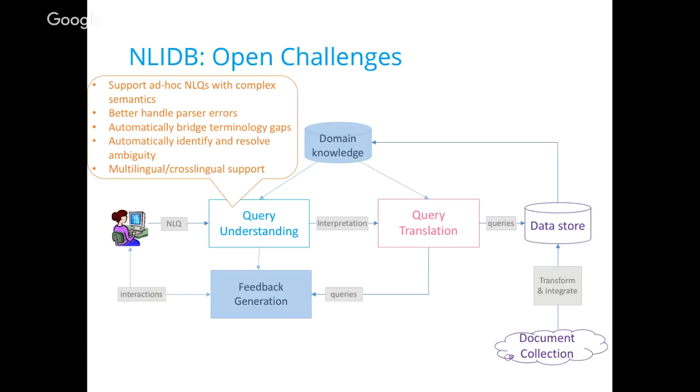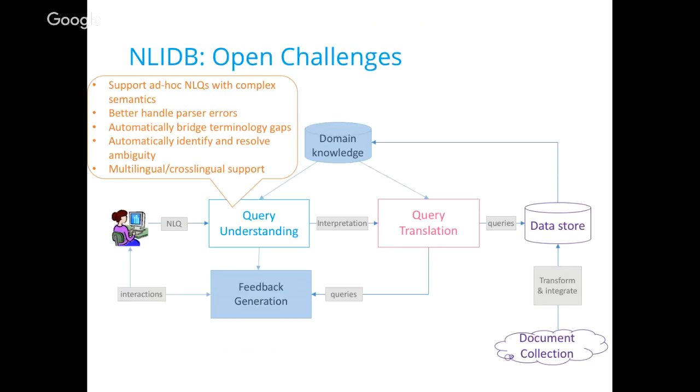If we do not support aggregation, we do not support complex selective predicates, then what's the point of using a database, right? And we want to handle parser errors better. We want to bridge the terminology gaps, automatically identify and resolve ambiguities, and more importantly, because of the current limitations, if we cannot do everything automatically, involve a human at the right moment, so that we do not just pretend we can do everything. Let's work together with the human in the loop to get the task done.